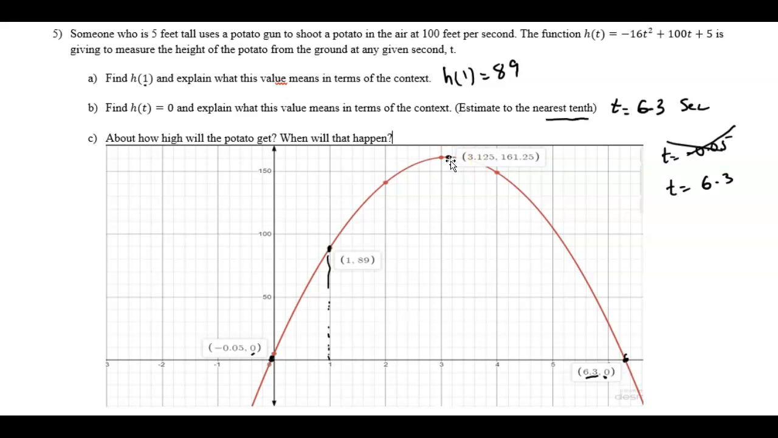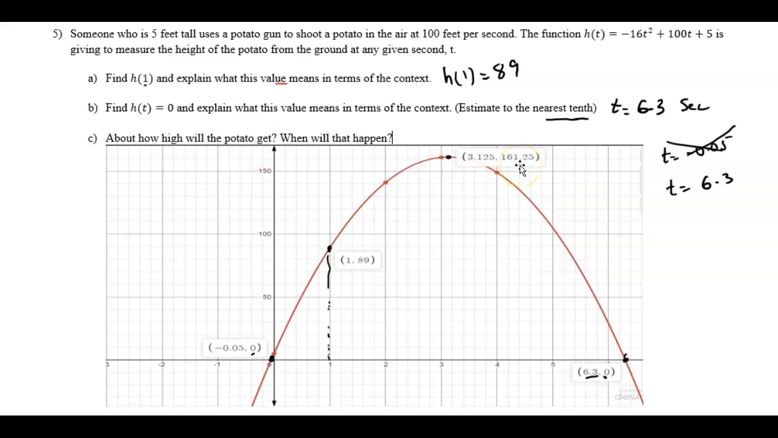So we say it is the maximum point if the parabola opens downward, and it is a minimum point if the parabola opens upward. So in this case, this is a maximum. And that maximum point is (3.125, 161.25).